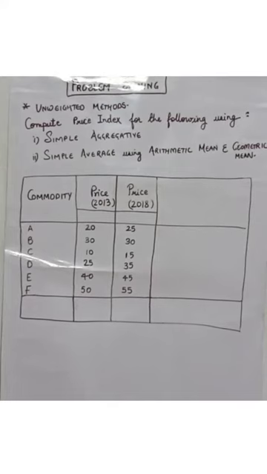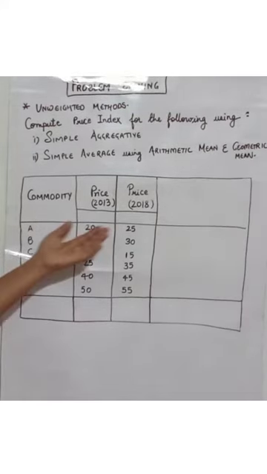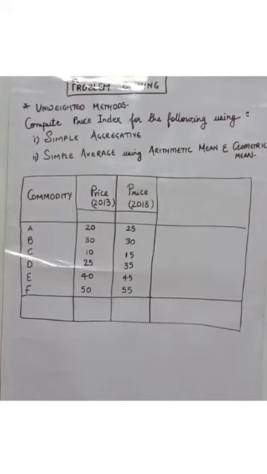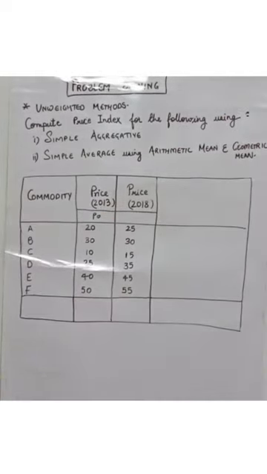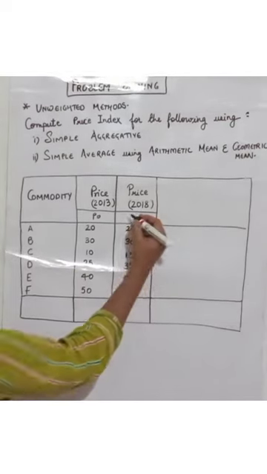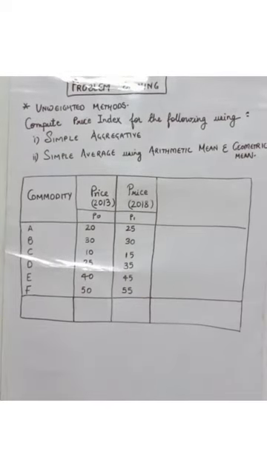So our tabular form says that commodities are given from A to F. We have price of 2013 as well as price of 2018. Here we can identify with the help of the year difference that 2013 will be the base year, so let us name it as P0. 2018 will be the current year, so it will be P1.